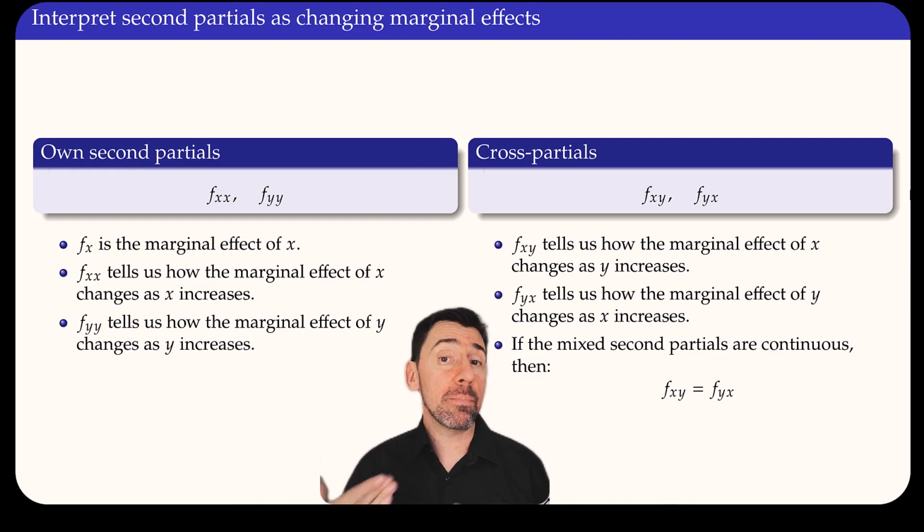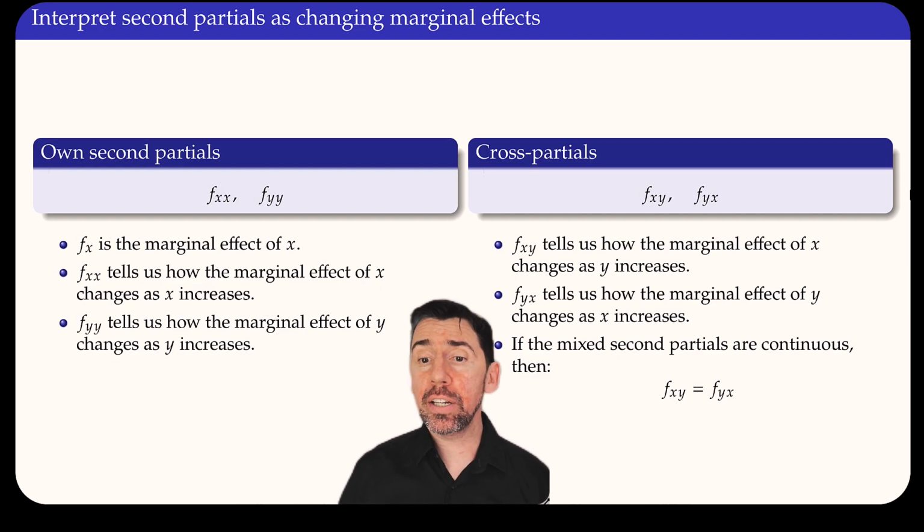And if the mixed second partials are continuous, then it turns out that the order we take these derivatives doesn't matter. And you're going to see many examples of this. F subscript xy is just going to be equal to f subscript yx. So the order in which you take the derivatives doesn't matter for these second partials.